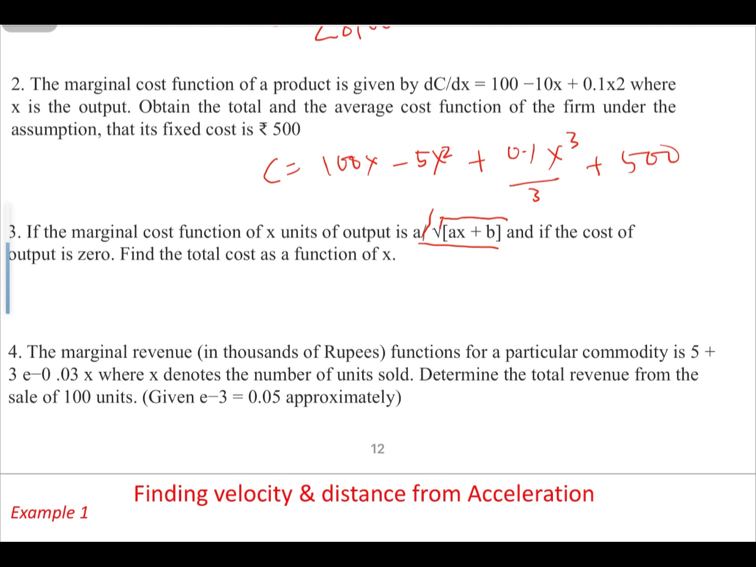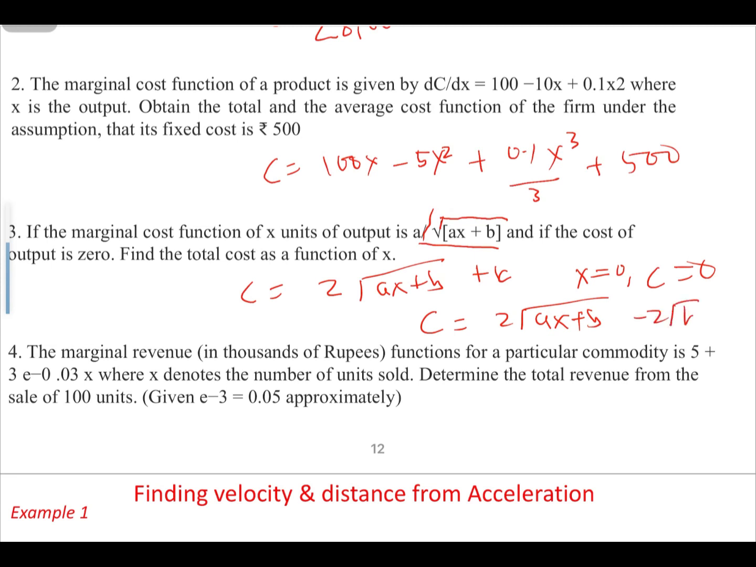First of all, the equation for the cost will be 2 square root of ax plus b, plus k, which is your constant. Since the cost of output is 0, it means that at x equal to 0, your cost is equal to 0. Then we do the necessary substitution, find the value of k, and substitute it to get your actual cost function: 2 square root of ax plus b minus 2 root b.